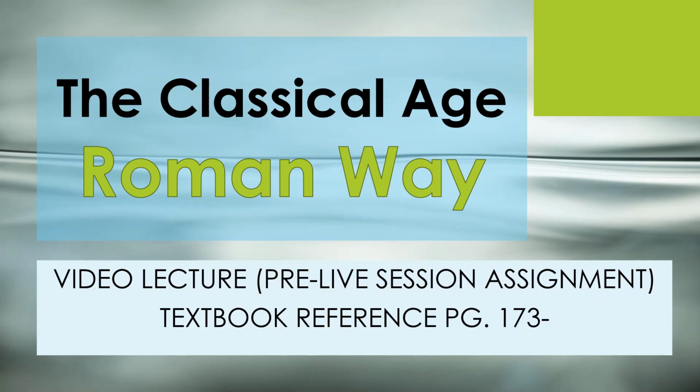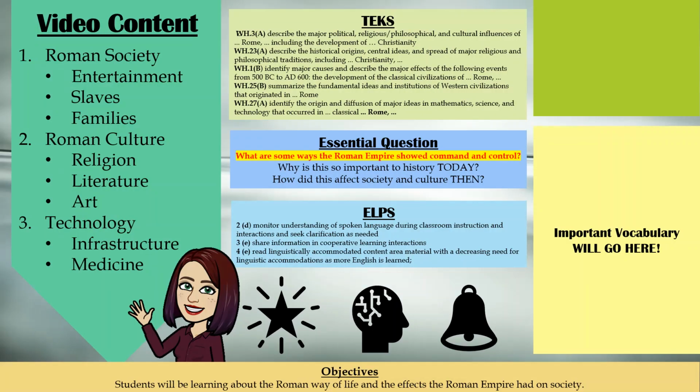and way of life. Before we begin, I want to review some of our important topics, such as our essential question: what are some ways the Roman Empire showed command and control? Students today will be learning about the Roman way of life and the effect the Roman Empire had on society. We're going to go over three main concepts: Roman society, Roman culture, and Roman technology.